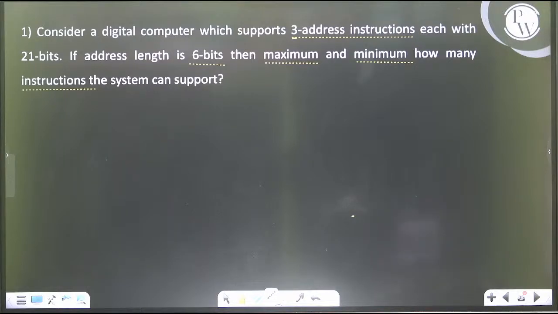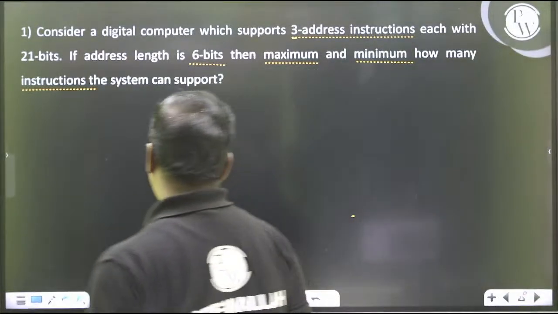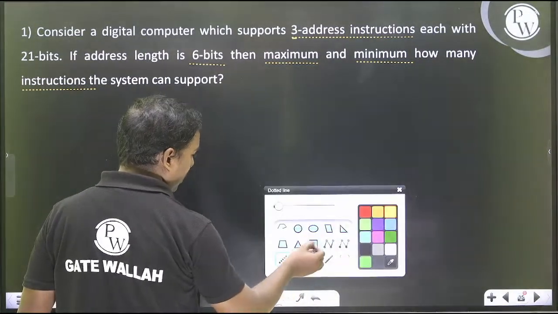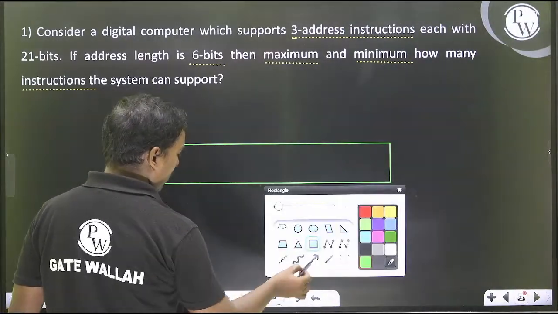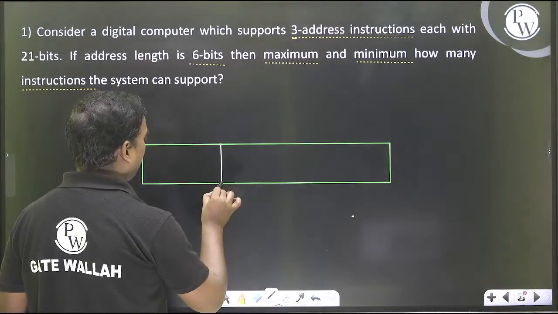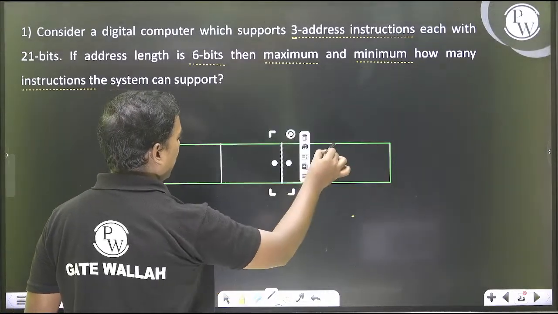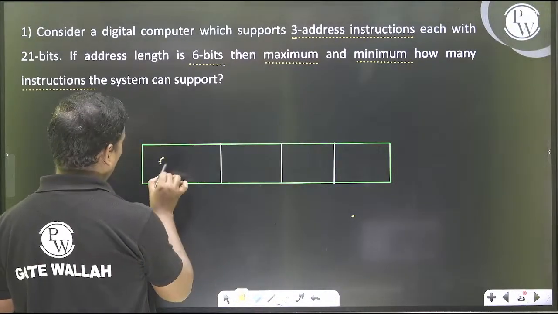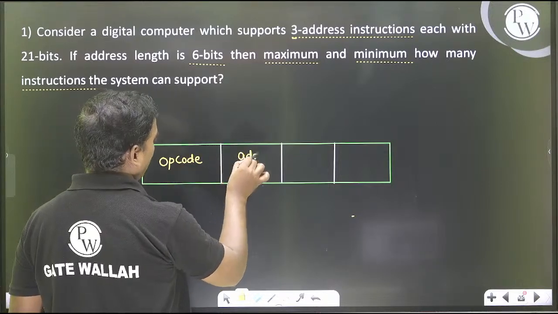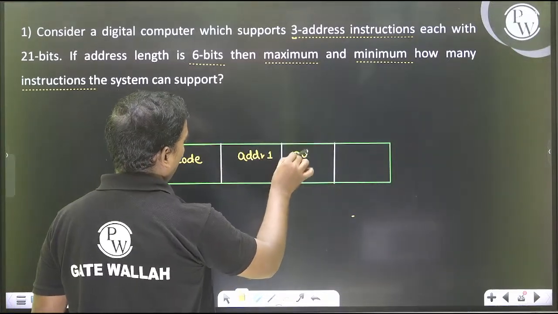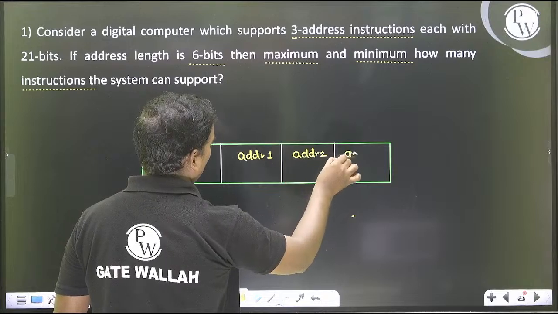Answer please. Look, this is a 3 address field instruction. First, what is the syntax of a 3 address field instruction? It will be opcode, address field 1, address field 2, address field 3. So this is the address field 1, this is the address field 2, this is the address field 3.